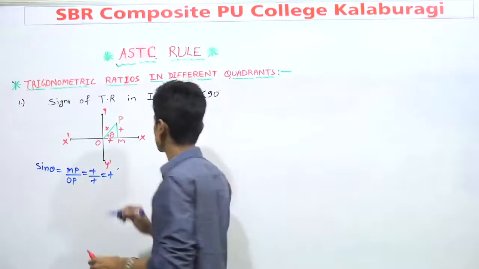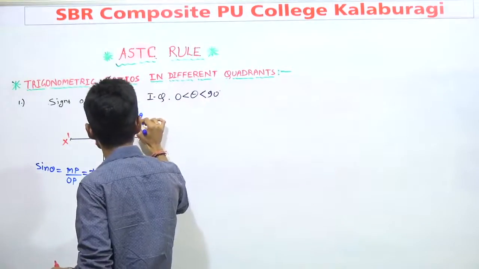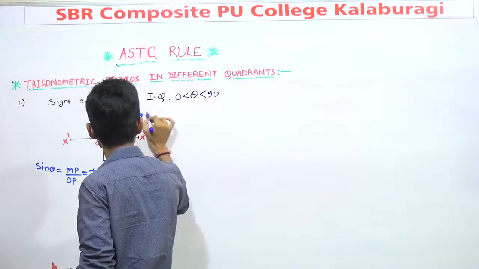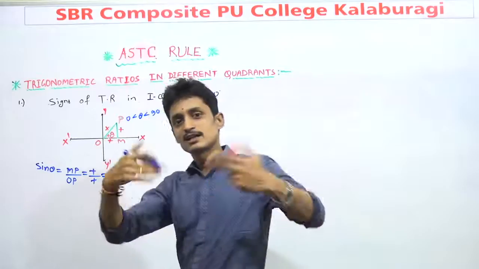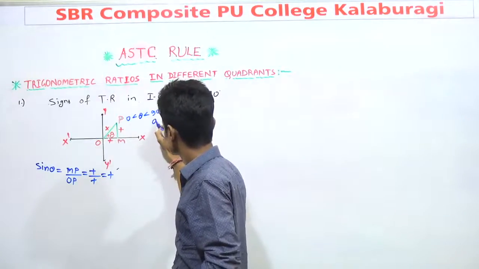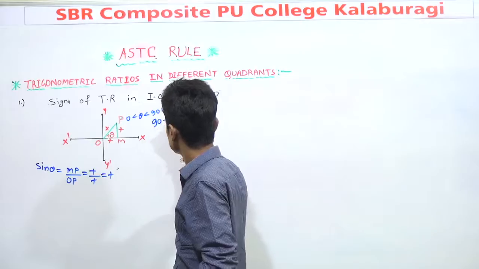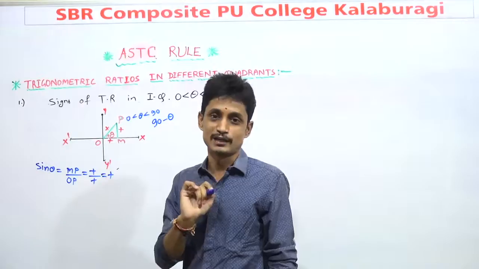First quadrant means we can fix our angle: theta is greater than 0 but less than 90 degrees. Or in another way we can also write it as 90 minus theta in the first quadrant.